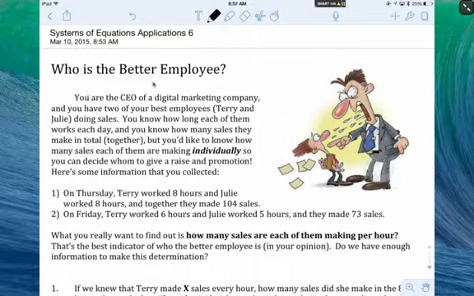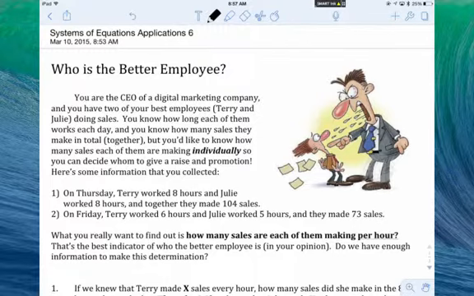So you're the CEO of a digital marketing company, and you have two of your best employees. We'll call them Terry and Julie, and they do sales. And you know how long each of them works each day, and you know how many sales they make in total together, but you want to know how many sales each of them makes individually so you can decide whom to give a raise and promotion.